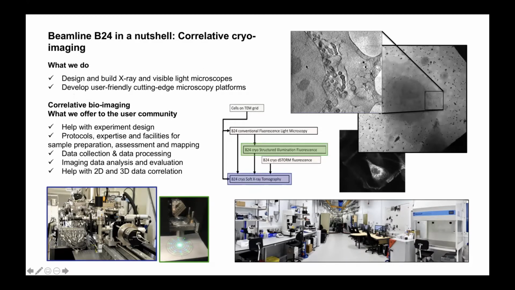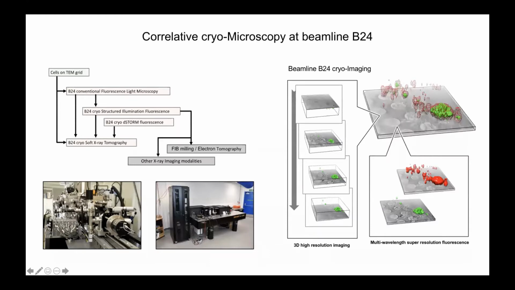And I have a few snapshots of data that we've collected, but we'll see all these in detail in a little bit, and also the correlative workflow, which is the next thing I'm going to show you. Okay, so at the beamline, we examine cells on TEM grids, and I will go into this a little bit in the next slide. These cells, these samples, when they're ready, they enter a correlative microscopy workflow. They can go into conventional fluorescence, super resolution fluorescence microscopy, or X-ray microscopy, tomography. And when we're done, the same sample can go into other modalities, depending on user needs.